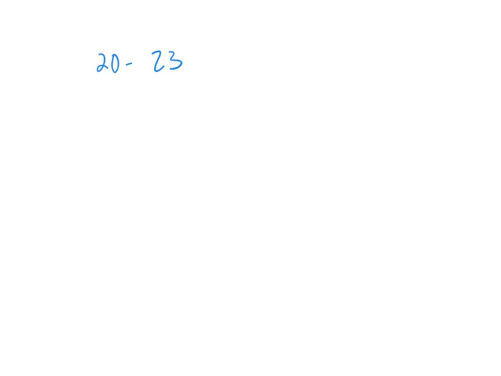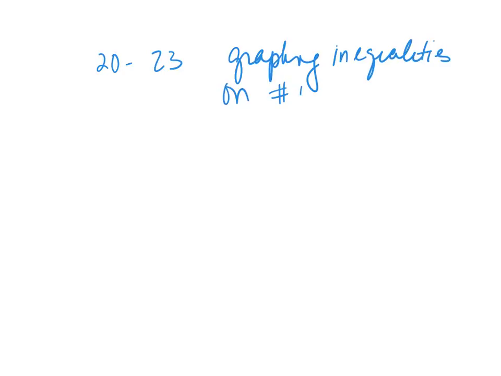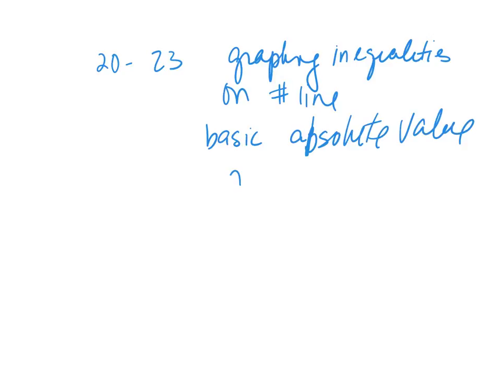20 through 23, you're going to graph inequalities on a number line. And you're going to have basic, absolute value, and, or. So those are the 4, one of each.